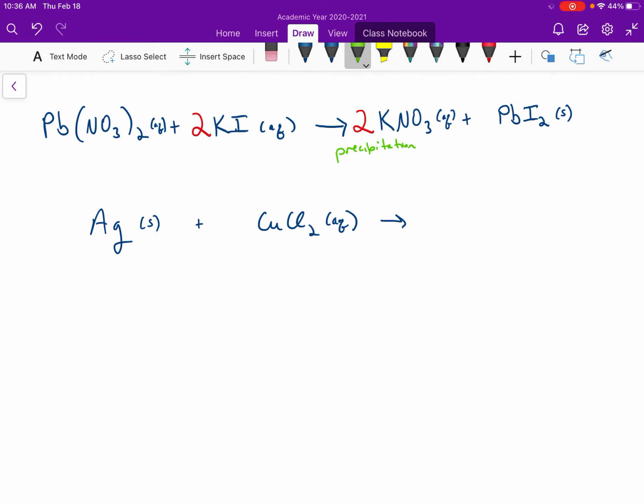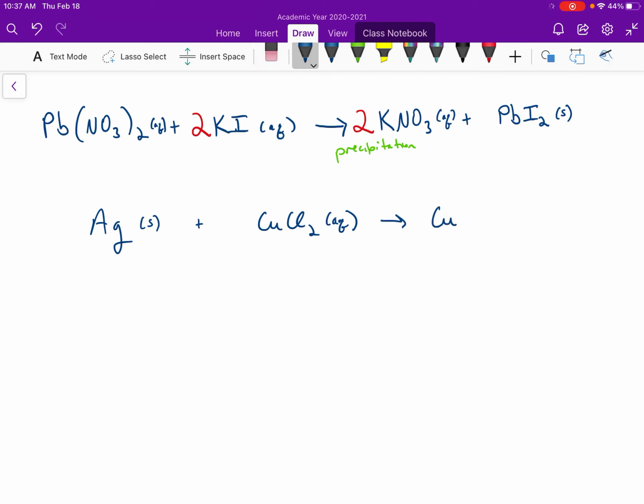So that means that silver is going to kick somebody out of the compound and take its place. So is silver going to kick out the copper, or is it going to kick out the chlorine? And the question is, what does silver like to do, right? Silver is a metal, so it's going to take the place of the other metal. Silver likes to take on the positive charge. It's going to take the place of the other positively charged thing. So that means we're going to be left with copper by itself.